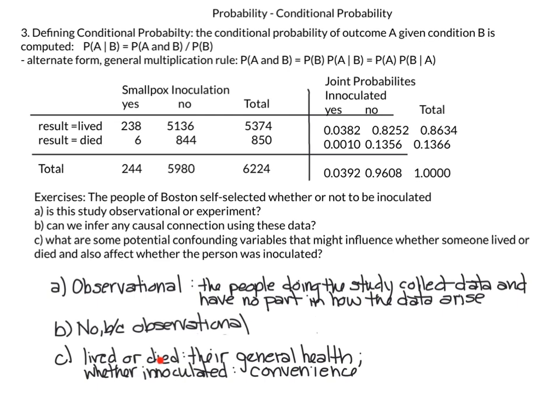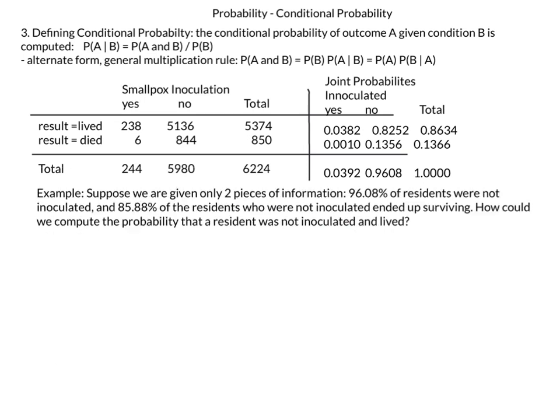Whether someone lived or died, their general health. Maybe people who are more likely to be in better health will take a vaccination, or it could be the other way around. Maybe it's only the people who are desperate that would take a vaccination, in which case that will bias our sample. Same data, more questions.